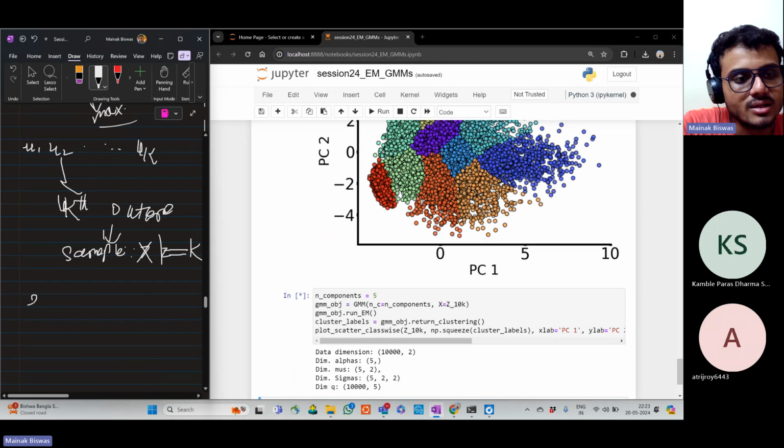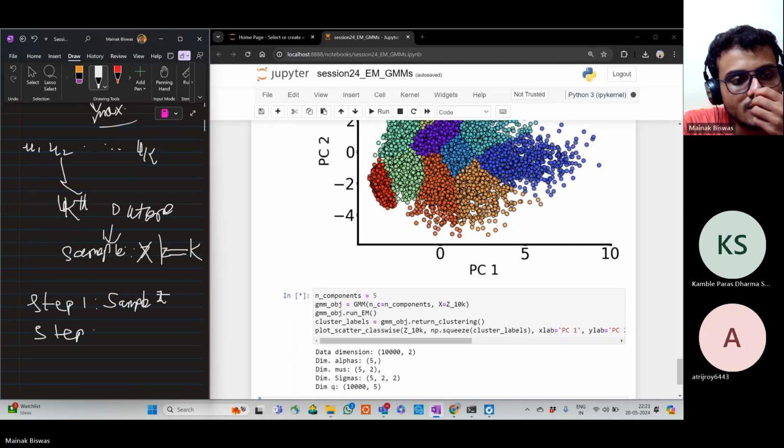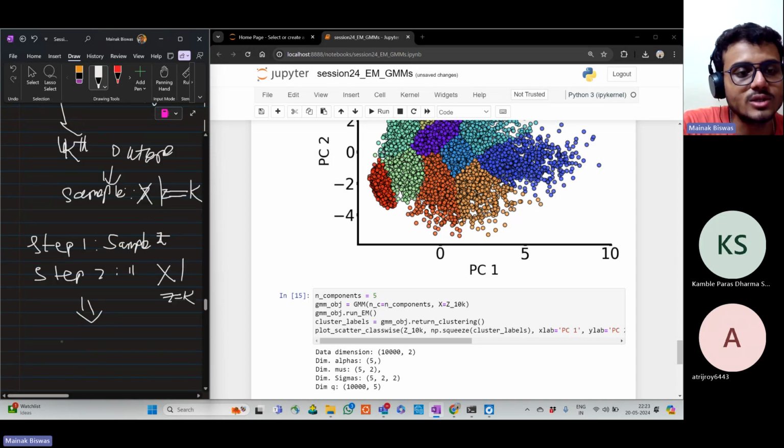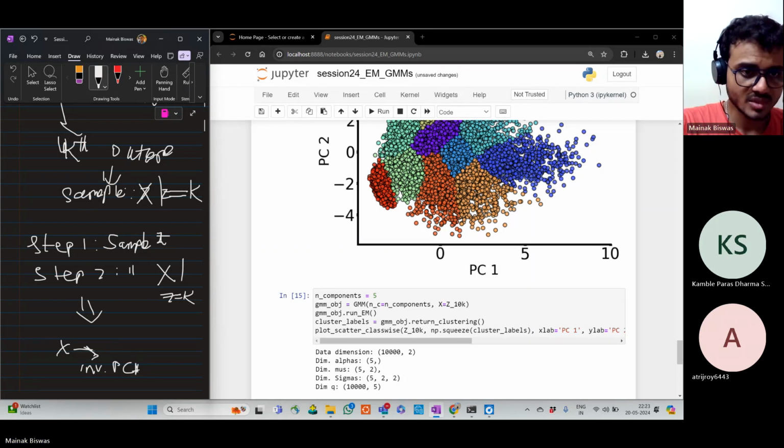So step 1, sample z. Step 2, sample x given z equal to k, right? Now it is in the PC space. So once you are able to sample x, you can take the inverse PCA and see if you are able to see any picture in the original MNIST space.